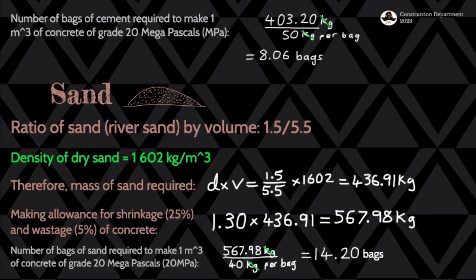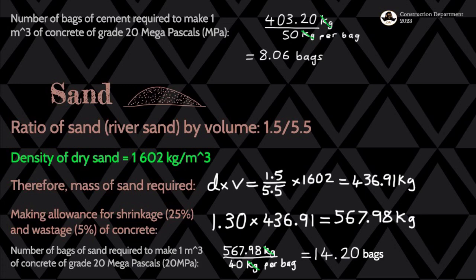Okay, then we move on to sand. Same thing, but we know that from the ratio 1:1.5:3, we find that the ratio for sand or river sand by volume will be 1.5 over 5.5, because in our ratio 1.5 is for sand. And then the density of dry sand is equal to 1602 kilograms per cubic meter.